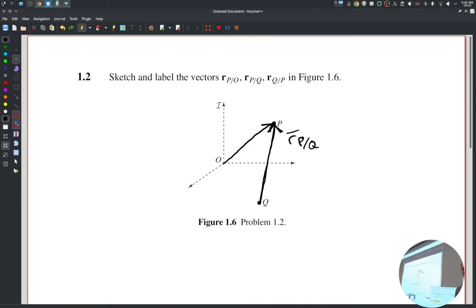What's special about Q/P and P/Q? There's a math equation that we can write for those two. This one, you're not asked to do in the homework, but I'm trying to see where everybody's at. What's special about PQ and QP? They're exactly the same, but in opposite directions. So how would I write that as an equation? How could I say that this is the opposite of that?